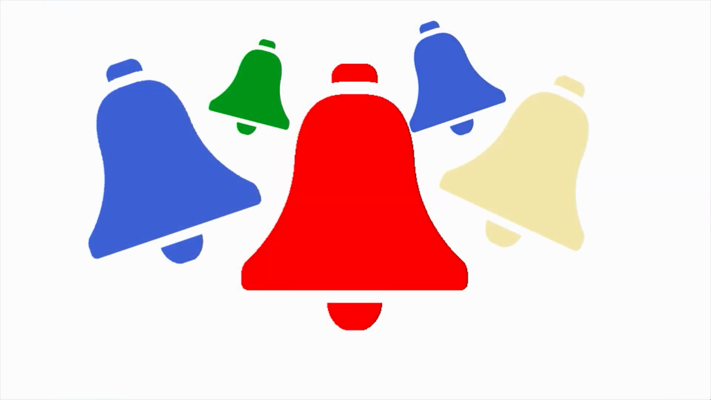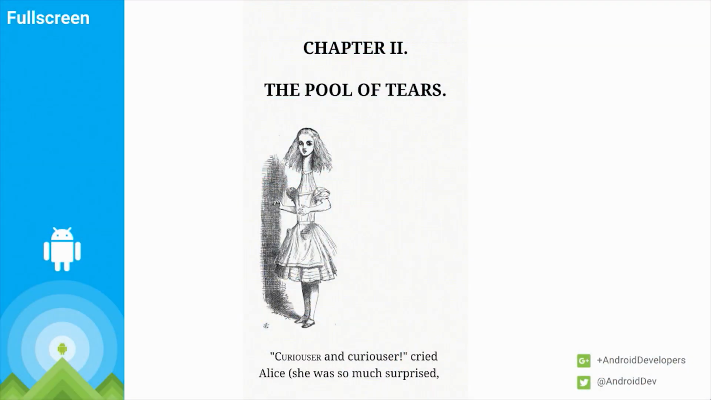OK. So I've been talking about how to get out of the user's way. Sometimes you do need to get in the user's way. You need to alert them. So we should talk about that a little bit. OK. So this is another situation where the system UI is helping you.